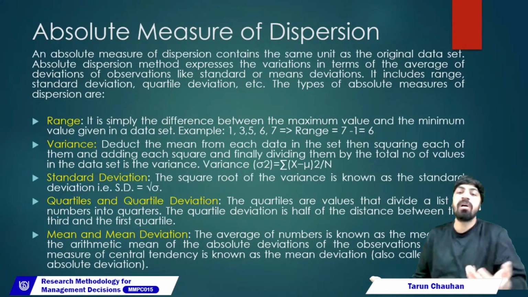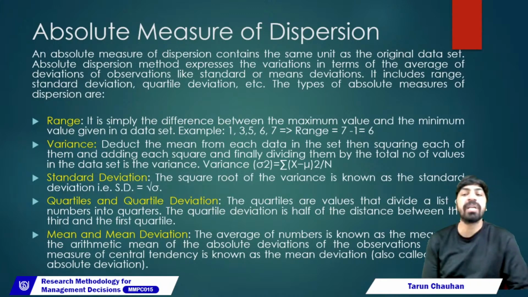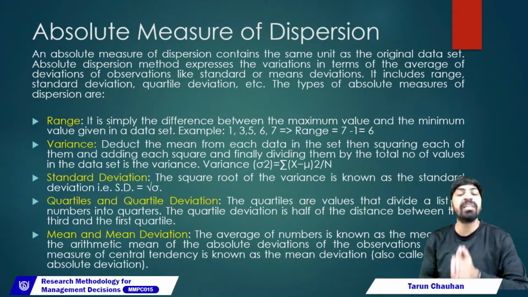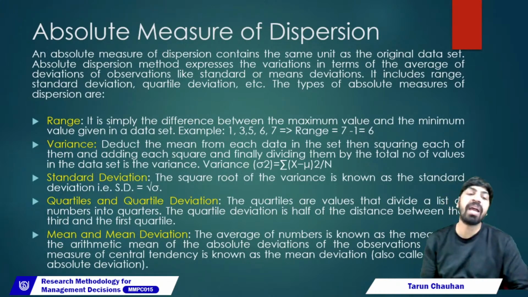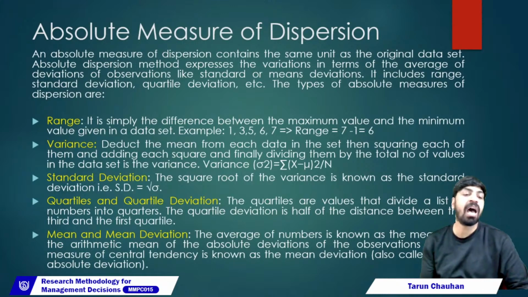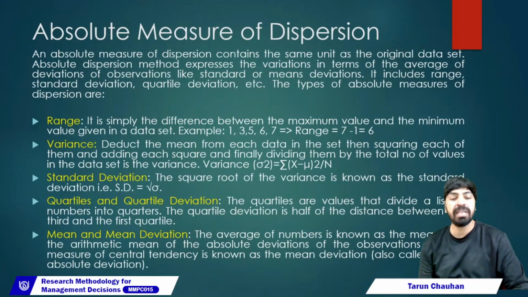Mean and mean deviation. The mean is the average of numbers, and the mean deviation is the arithmetic mean of the absolute deviations of the observations. So mean deviation is also called the absolute deviation. The mean deviation can be calculated through the mean and the median.